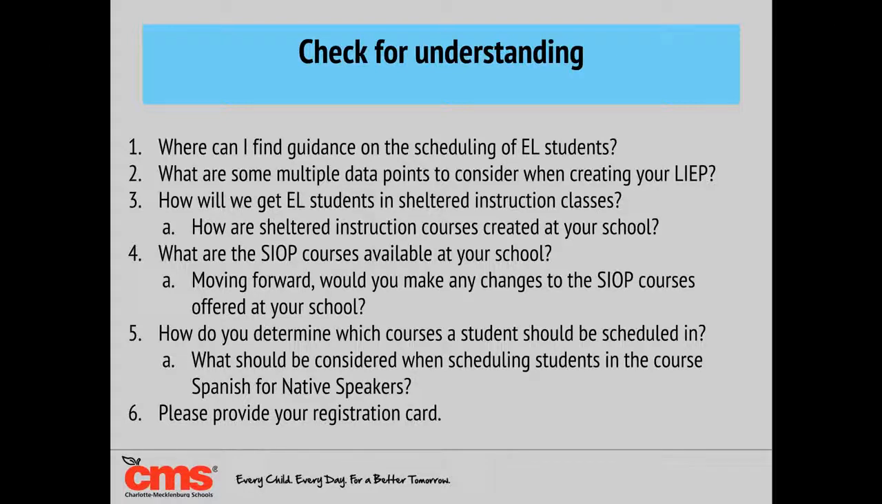Number 5, how do you determine which course a student should be scheduled in? That's basically looking at everything that the student brings with them, from their WAPT testing scores to their transcripts from their home country. Sometimes you look at their transcript and you see visual arts or some other things they've taken in the past to see interest as well. Right, exactly. And then use that information along with a conversation with the student to schedule the student.